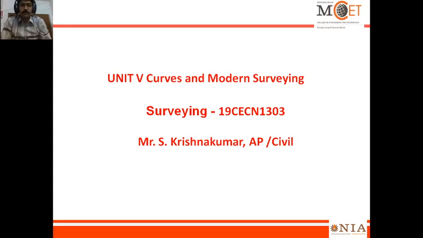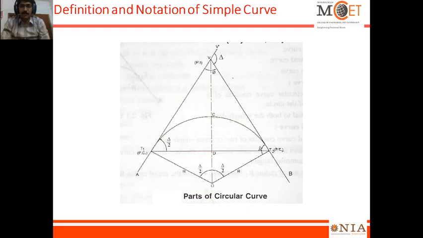Hello friends, in the next topic of curves in unit 5, we are going to see the components of a simple curve and their importance. So, definition and notations of the simple curve. Hereafter we are going to use these notations in our problem solving also. These are the parts of the curve.